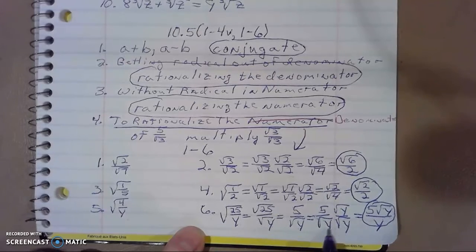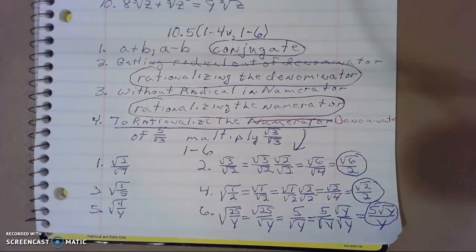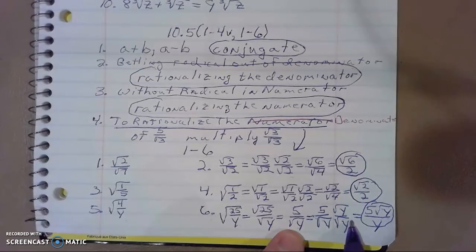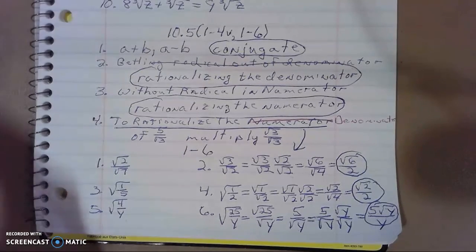Then these y's together were y squared, and the square root of y squared is y. Because when it's a square root of a y squared, you take the index 2 into the exponent on the y squared. 2 into 2 is 1, so y to the first. That concludes the video lecture on 10.4 and 10.5.